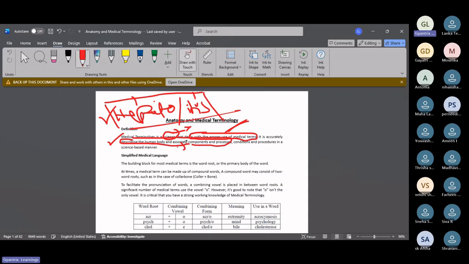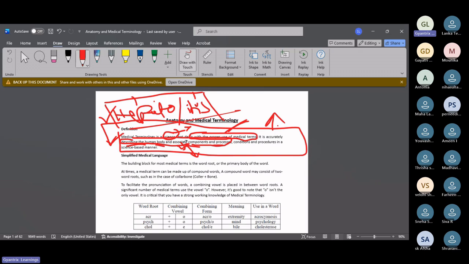So what does it mean? What is the meaning of this sentence? It is describing the human body and associated components and processes. So to describe the human body and its associated components and processes, we use this medical language, right? Everybody clear with this definition of medical terminology? If somebody asks you tomorrow what you are learning in medical coding.